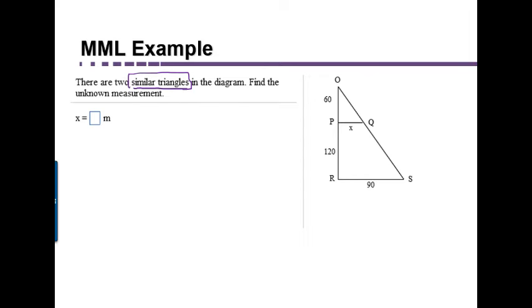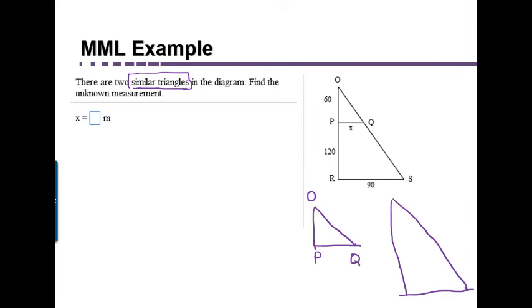In this case, it's kind of tricky for people to look at the diagram and see two triangles because one triangle's inside the other one. But what I recommend is that you draw them separately as you're doing your work. So I'm going to kind of pull out of the diagram the triangle OPQ. And then I'm going to draw next to it the larger triangle, which is triangle ORS.